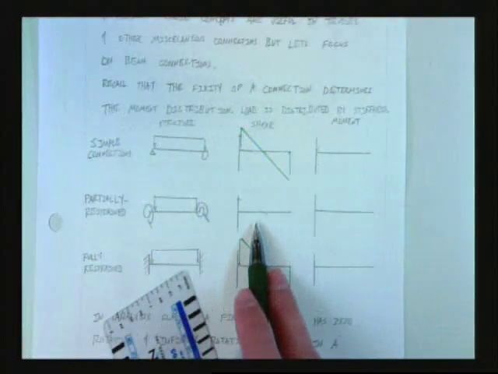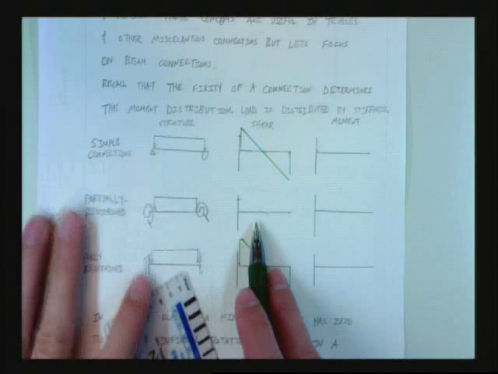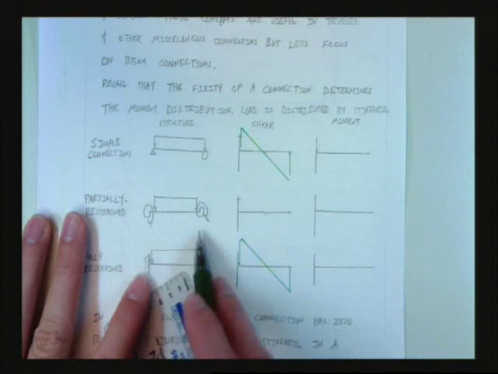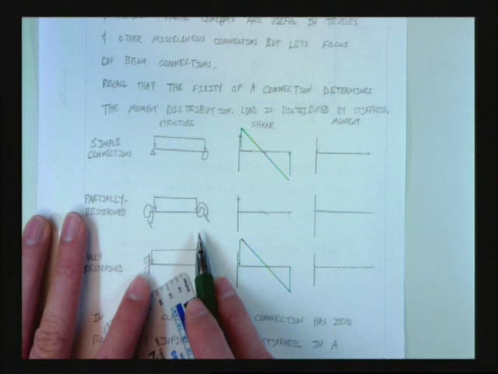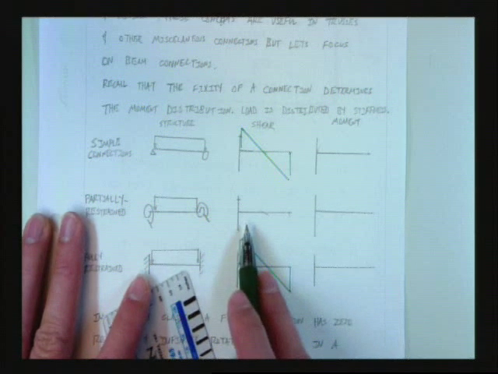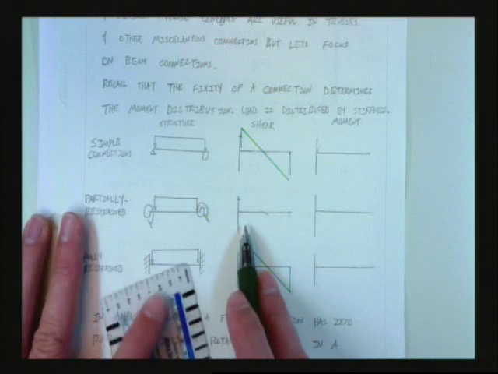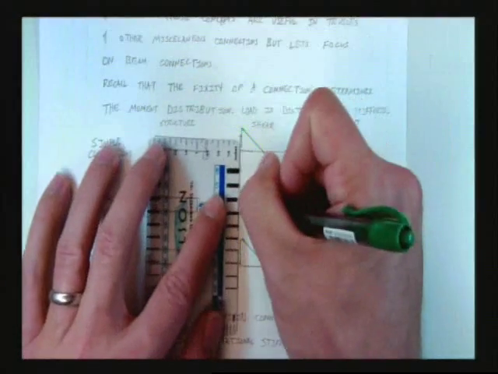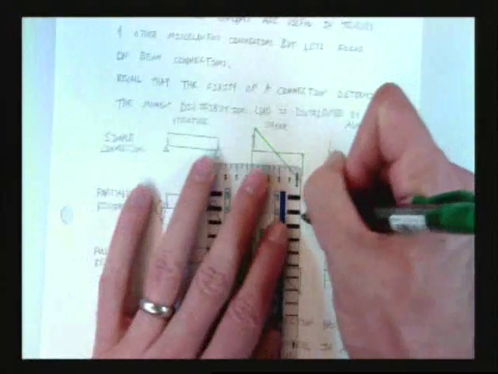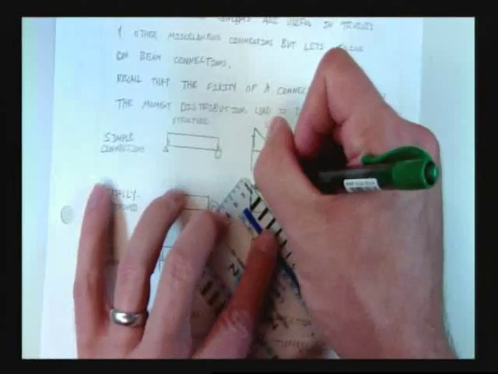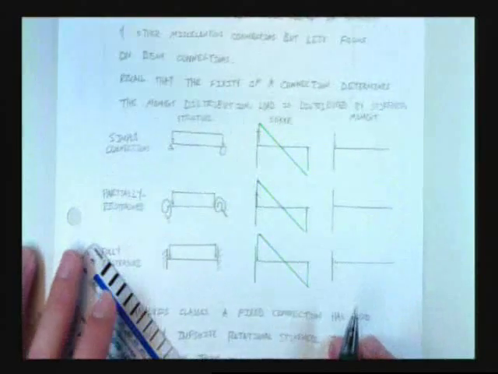What's this one going to look like? Actually, it somewhat depends on these being rotational springs, not shear springs. As you take more and more advanced analysis classes, you can have rotational springs, shear springs, axial springs, all kinds of springs. They're all possible. But if these are just rotational springs, what's the shear diagram going to look like? Oh, you're right. The same. The exact same. All three are the exact same.